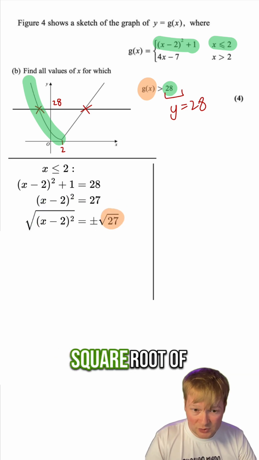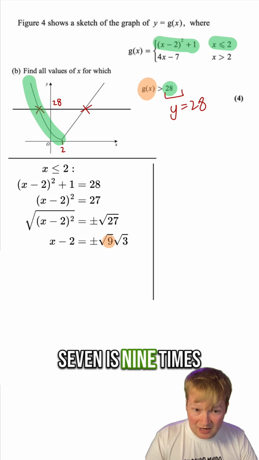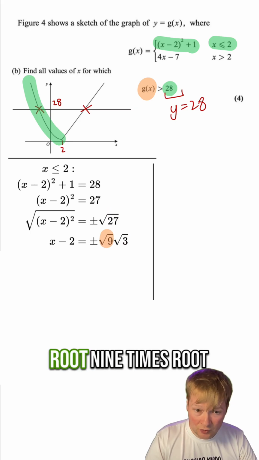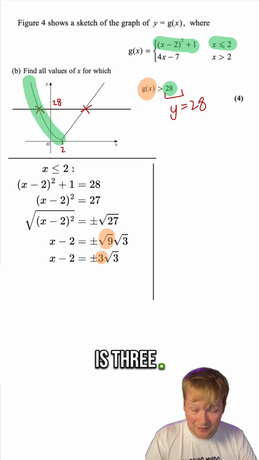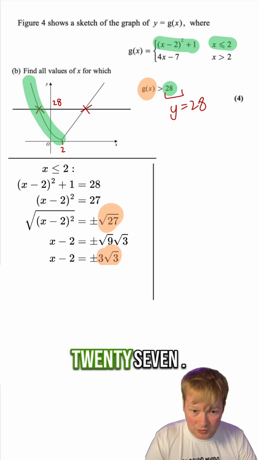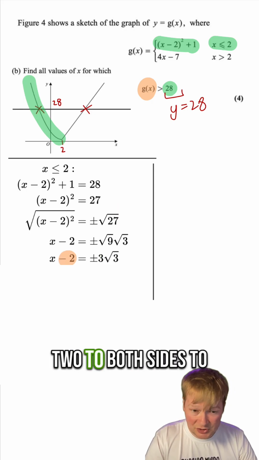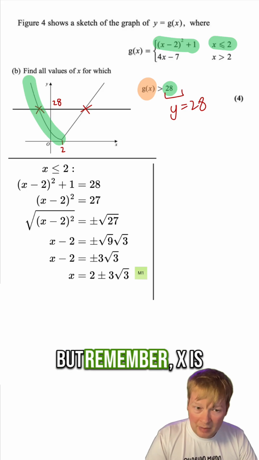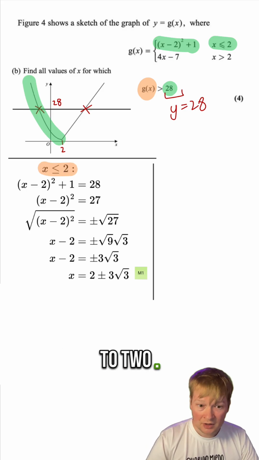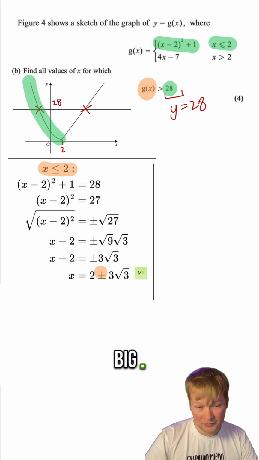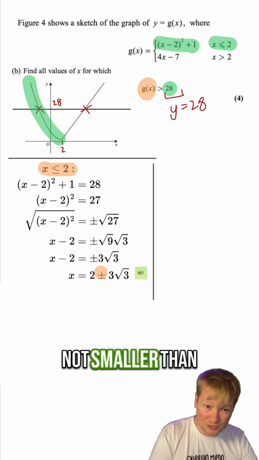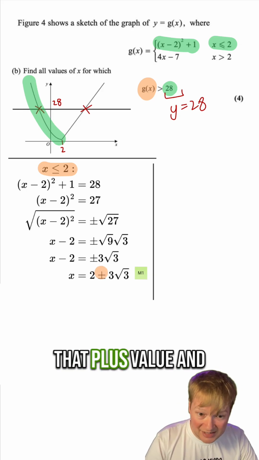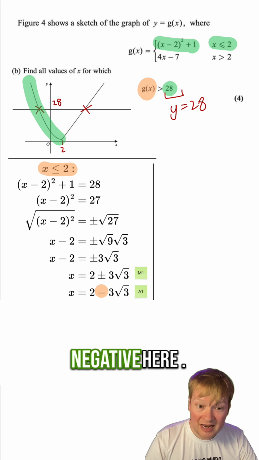We can split up the square root of 27, because 27 is 9 times 3, like so, root 9 times root 3, and the square root of 9 is 3. So we've got 3 root 3 for the square root of 27. Next, we can add 2 to both sides to get rid of this minus 2. So we end up with two possible values. But remember, x is less than or equal to 2. So the one with the plus would be too big. 2 plus 3 root 3 would be bigger than 2, not smaller than 2. So we need to reject that plus value and only consider the negative here.